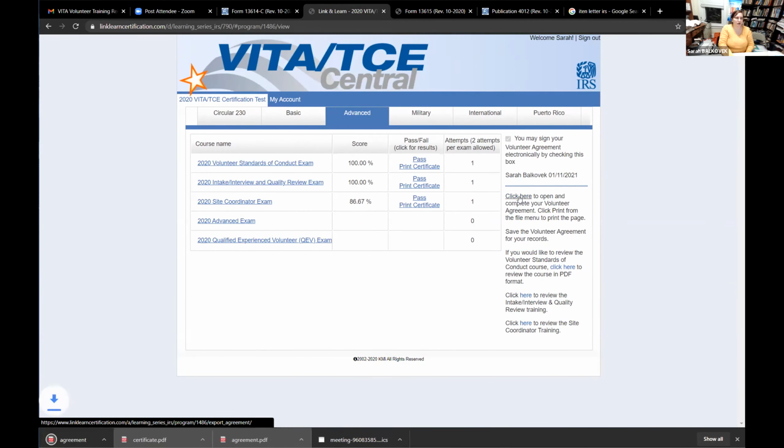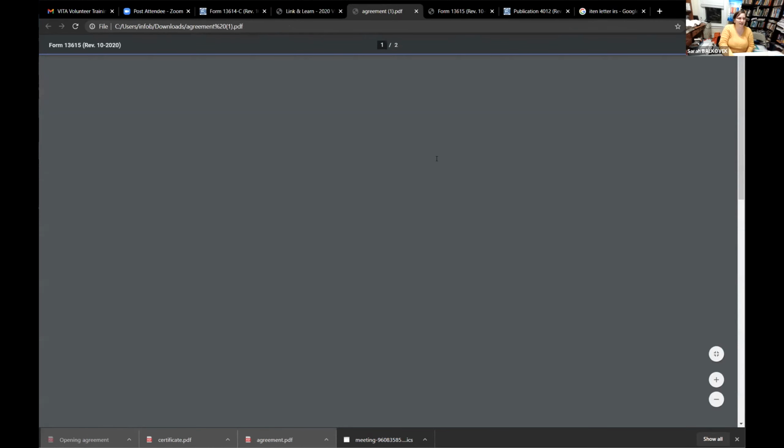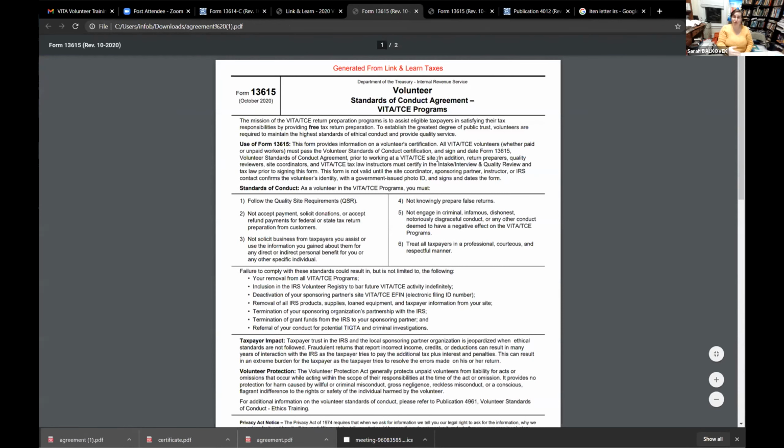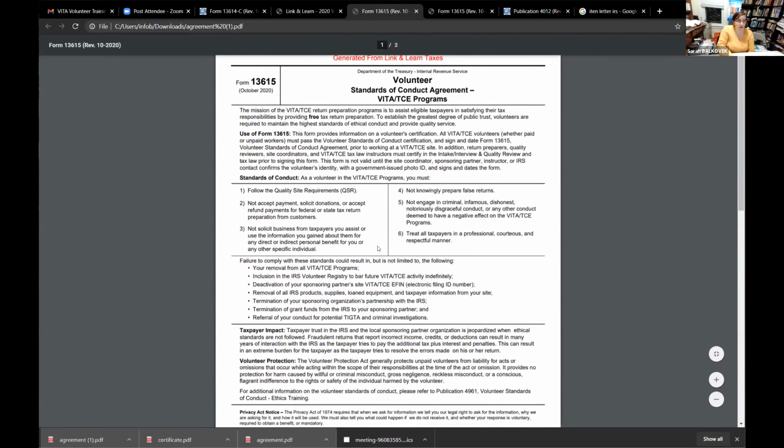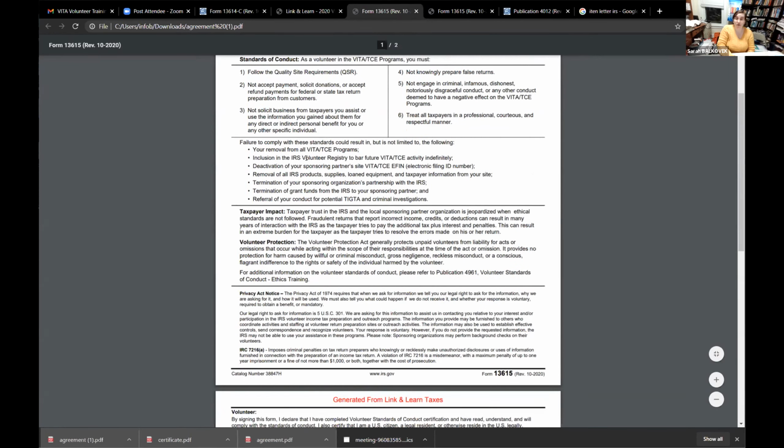And then over here, you sign your volunteer agreement and then click open your agreement. All right, so this is the agreement that I need you guys to print out for us. This is the IRS generated report that says, we understand these standards of conduct as it pertains to VITA. This is all the stuff that I just went over out loud. And then this talks about how you will be blacklisted if you break the rules, and it would ban future activity indefinitely. Deactivation of United Way's partnership with VITA.